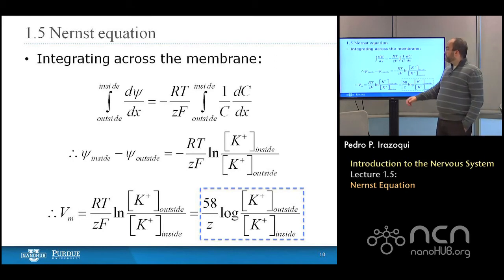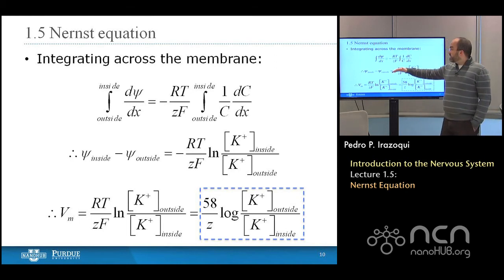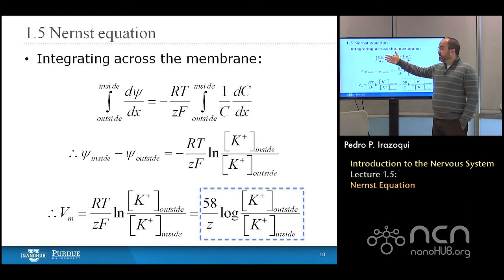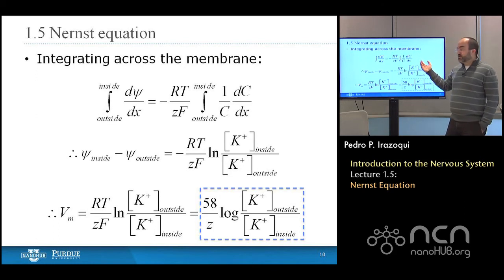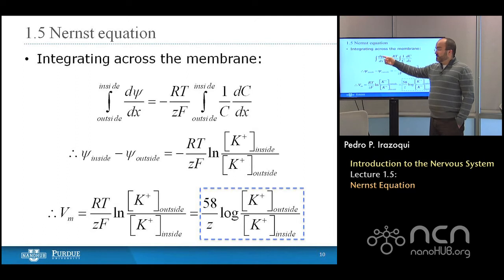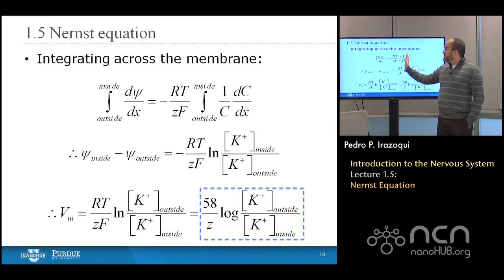So if we integrate across the membrane from the inside of the cell to the outside of the cell, and we integrate both sides of the equation, we take the integral of the local potential with respect to x is equal to minus RT over ZF. That comes out of the integral because it's a constant, times the integral of 1 over C dC/dx.